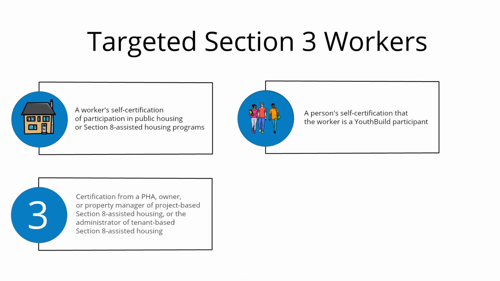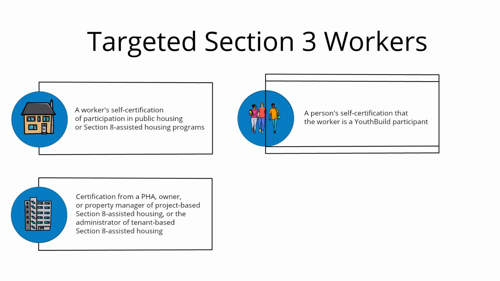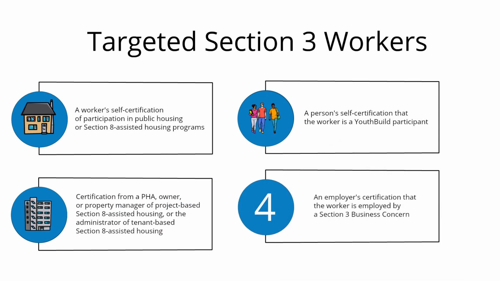Or 3. Certification from a PHA or the owner or property manager of project-based Section 8 assisted housing or the administrator of tenant-based Section 8 assisted housing that the worker is a participant in one of their programs. Or 4. An employer certification that the worker is employed by a Section 3 business concern.